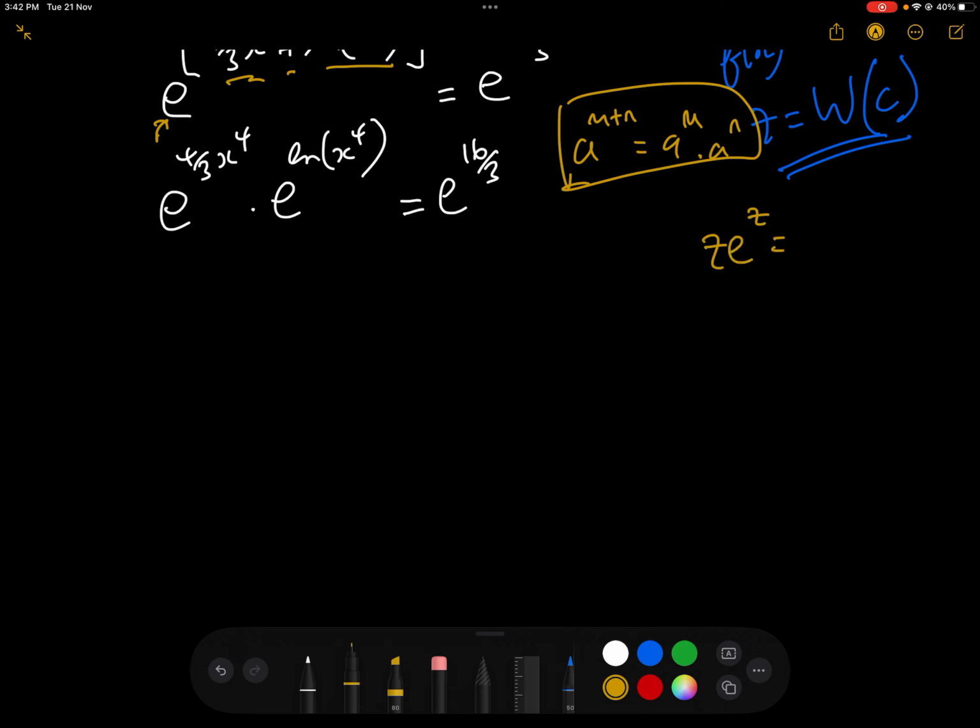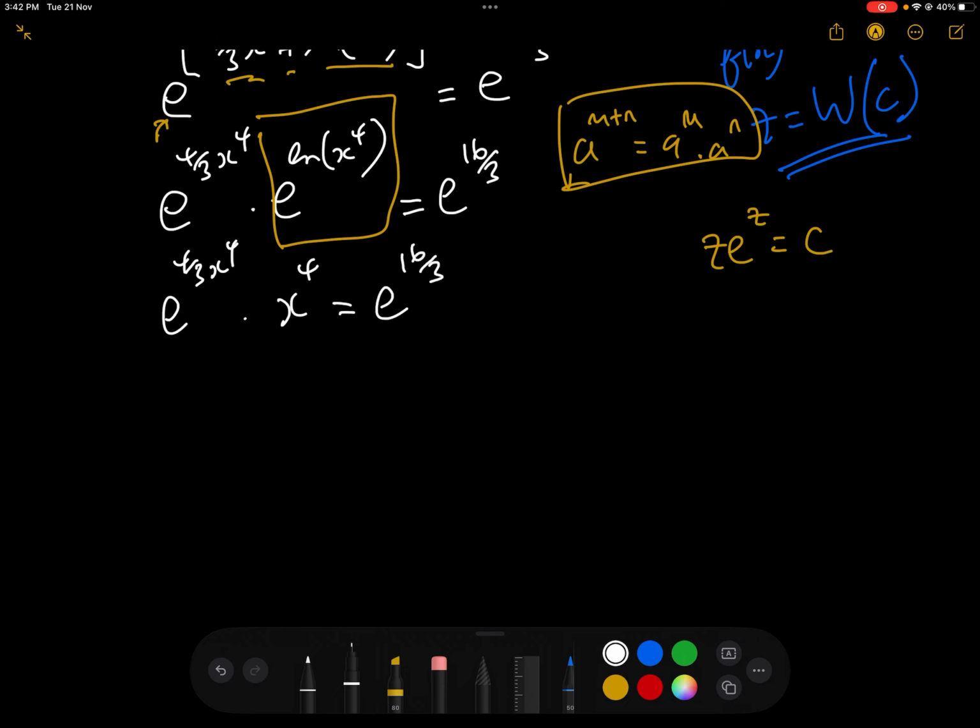Okay, now remembering again, let's keep an eye on what we're trying to aim for. We're trying to aim for z e to the z equals c. Now we're getting closer. Looking at this term here, e to the power of log x to the 4 is just x to the 4. So we get e to the 4 over 3 x to the 4 times x to the 4 equals e to the 16 over 3. Okay, we're getting very close now.